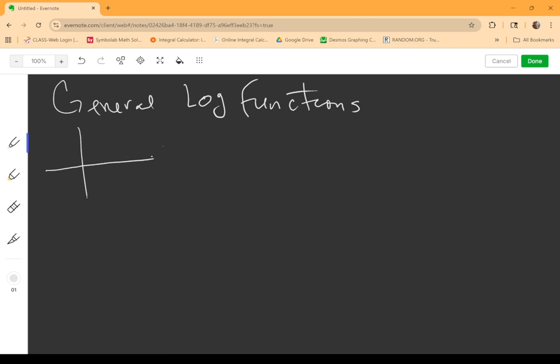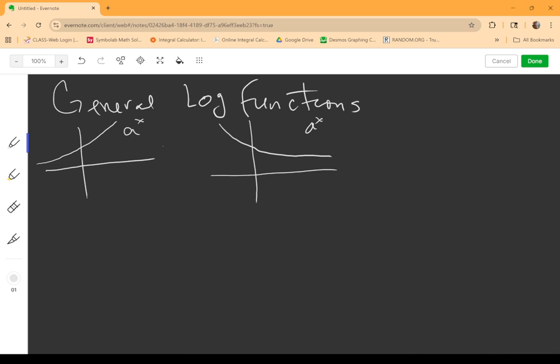Okay, so in this video we want to go over the general log functions. Right? So just general log functions. Okay, so we saw previously, when we had the general exponential functions, they either looked like this or like this, depending on what the base was. A to the x, a to the x.